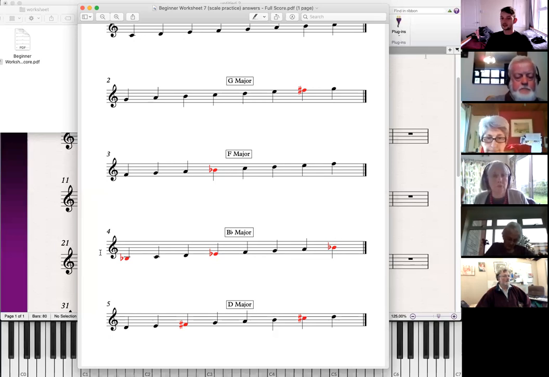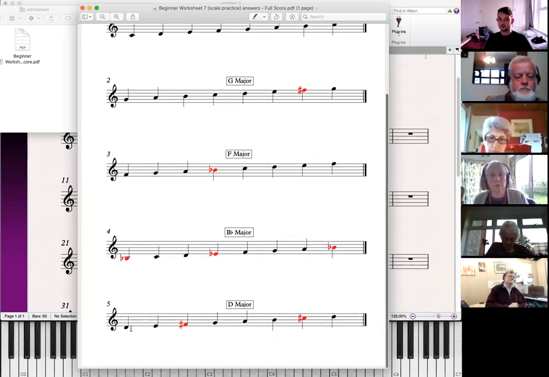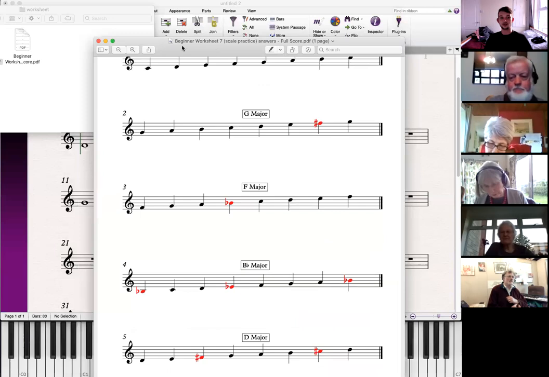And remember, this is a duplicate note, so it doesn't count as an extra flat in the key signature or anything. And then you've got D major, which will be D, E, F sharp, G, A, B, C sharp, and D. Okay, so hope you got all those right. I'll be sending that out to you straight after this session.